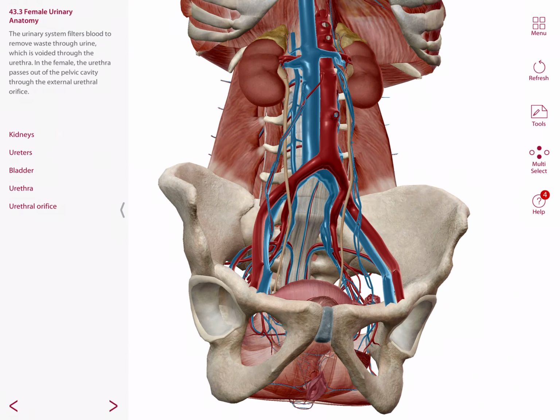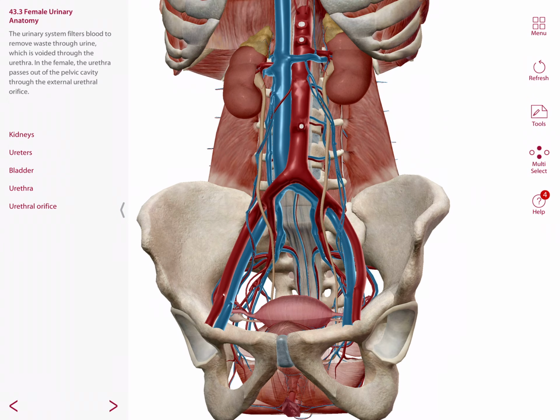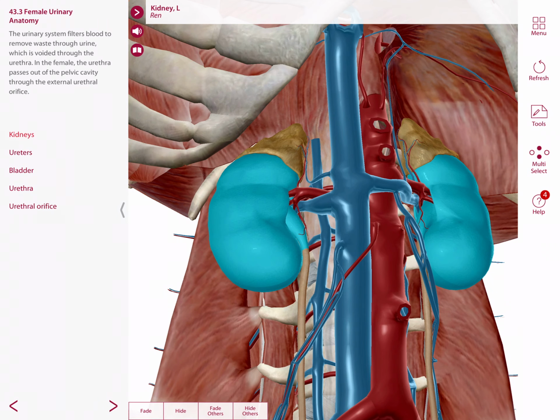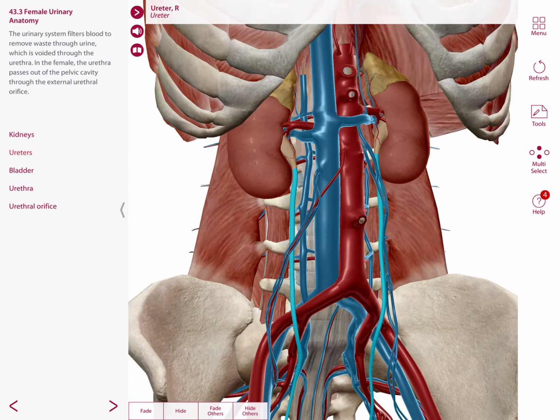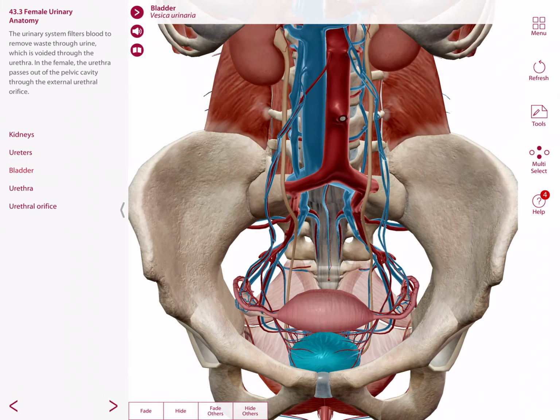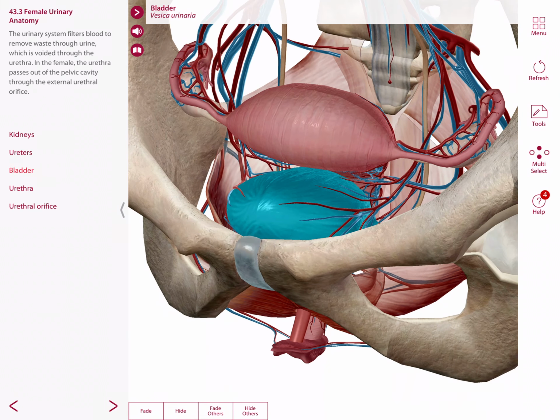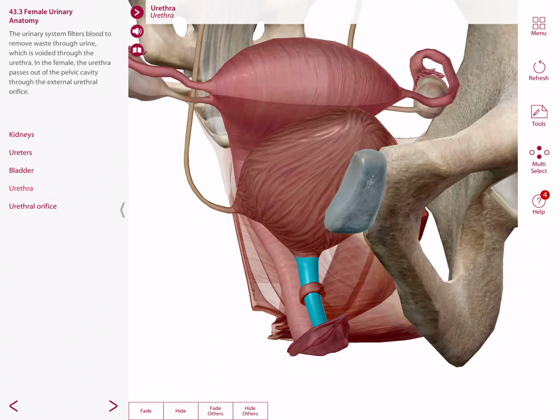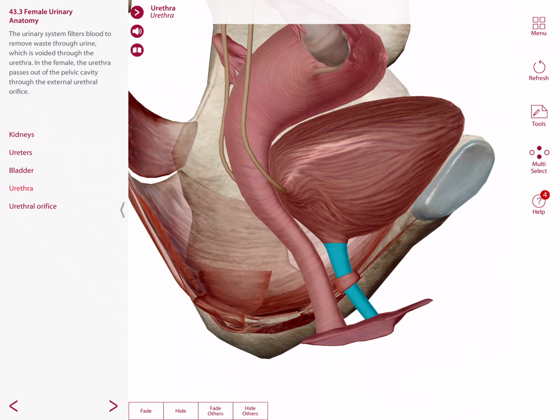This next slide is going to show us the female version of this. So now we've got the exact same structures. We've got the kidneys there with the adrenal glands above that. All other structures being the same. We've got the ureters leading our way down to the urinary bladder. And now we can show the urethra on the female here. The urethra on a female is much, much, much shorter.